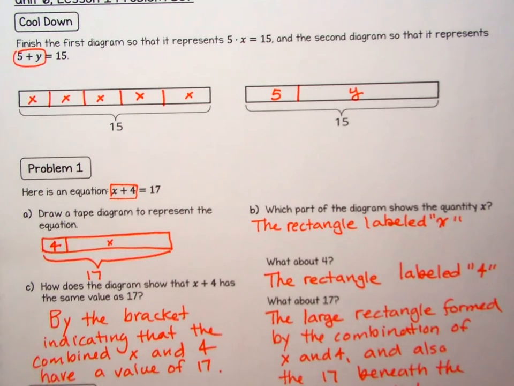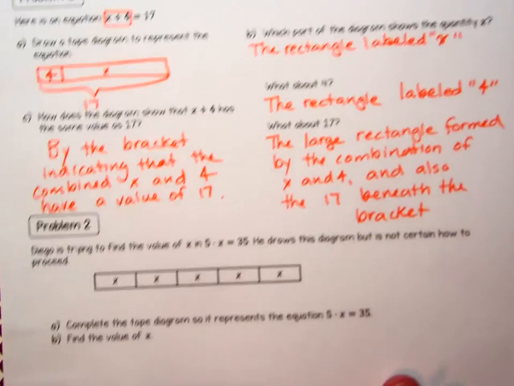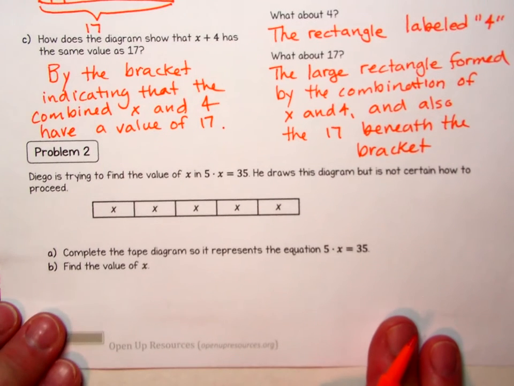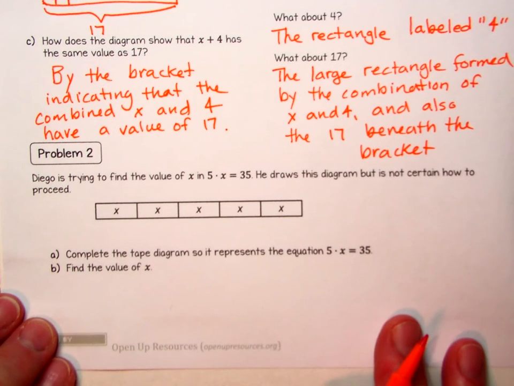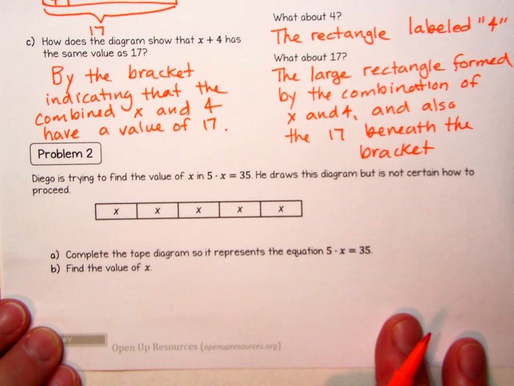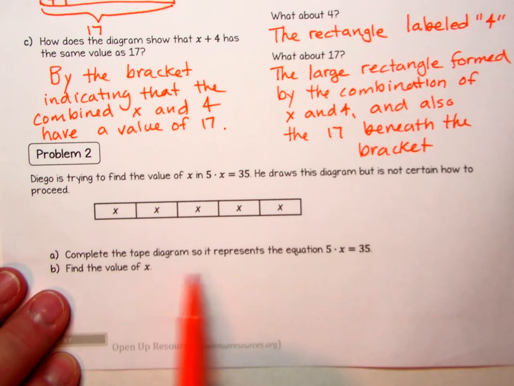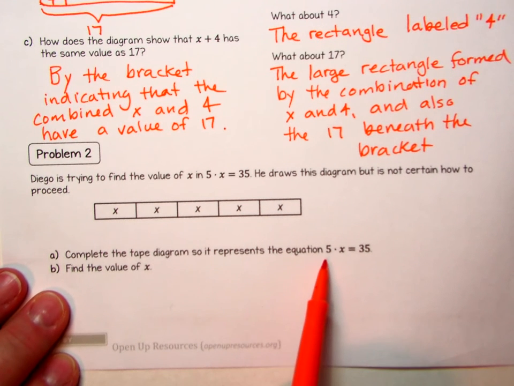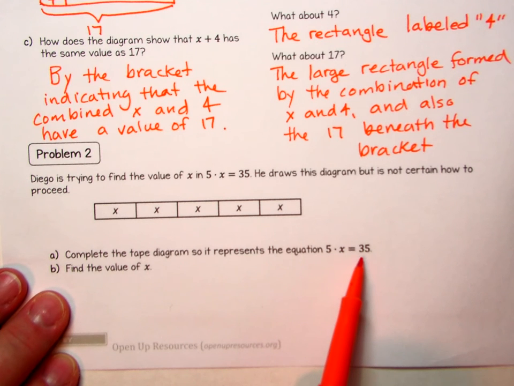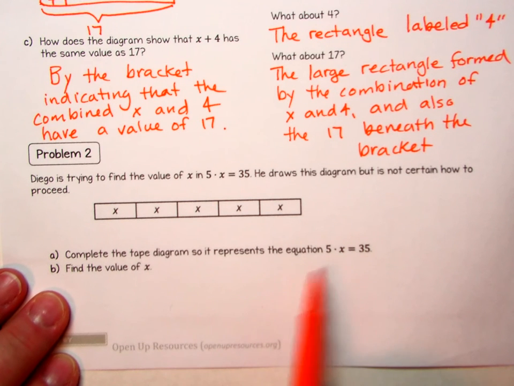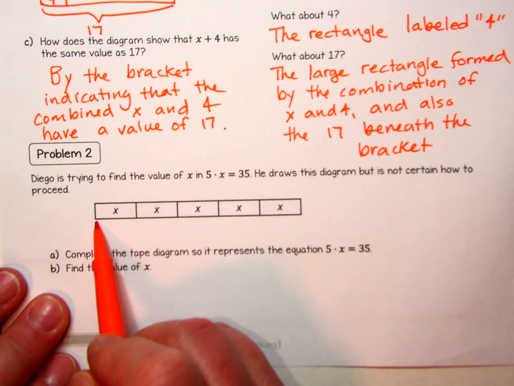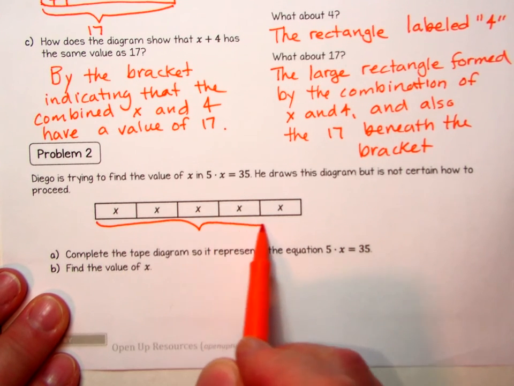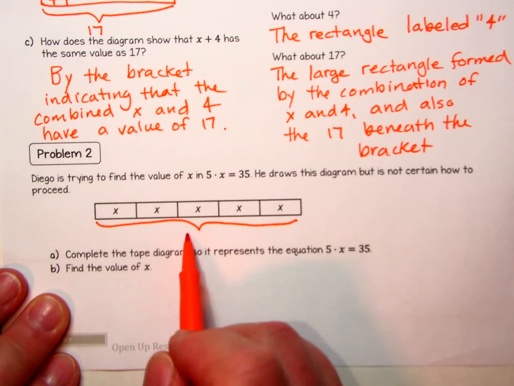Okay, problem 2. Diego is trying to find the value of x in the equation 5 times x equals 35. He draws this diagram, but is not certain how to proceed. So it says complete the tape diagram so it represents the equation 5 times x equals 35. So 5 groups of x have a value of 35. And we see the tape diagram already represents 5 groups of x. So we just want to show the equal part, which is this.